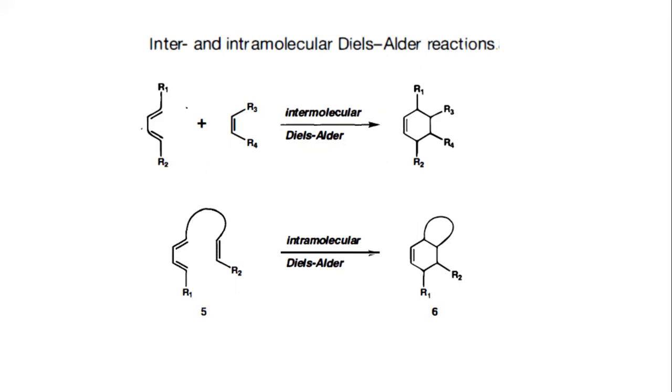First of all, we will discuss the intermolecular Diels-Alder reaction. As you see here, we can construct a cyclohexene of our desired molecule. Further, we can also use the intramolecular Diels-Alder reaction, in which we can construct a two-ring system within the molecule.